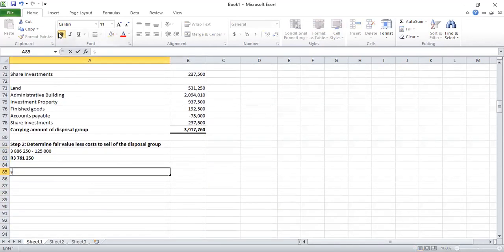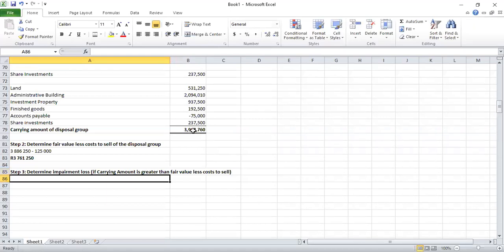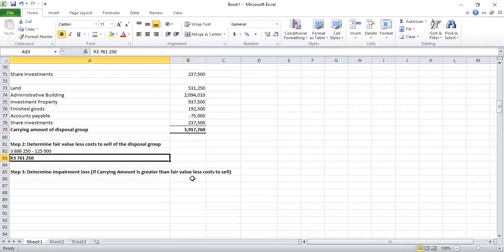Then step 3, you then have to determine impairment loss. That is if carrying amount is greater than the recoverable amount, the fair value less cost to sell. Now we found that the carrying amount of this disposal group was 3,917,760, but the fair value less cost to sell was 3,761,250. So the carrying amount is more than the recoverable amount.